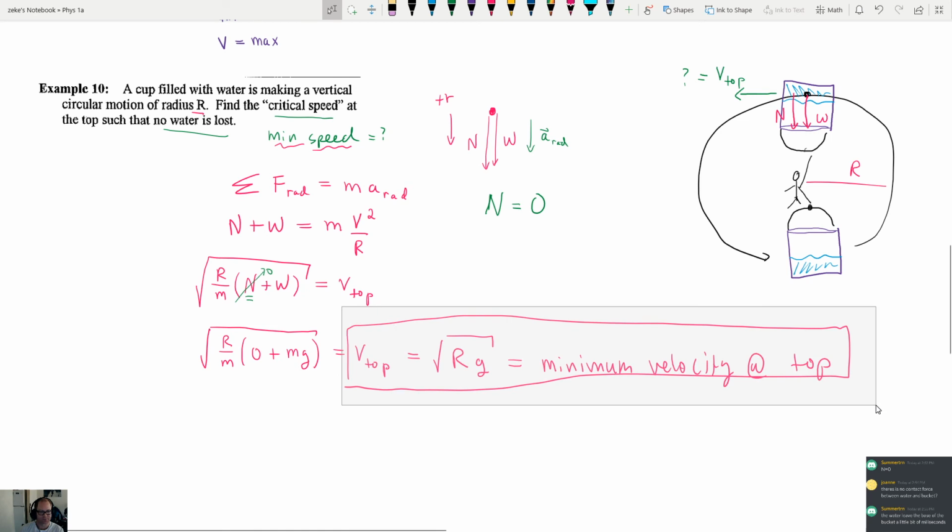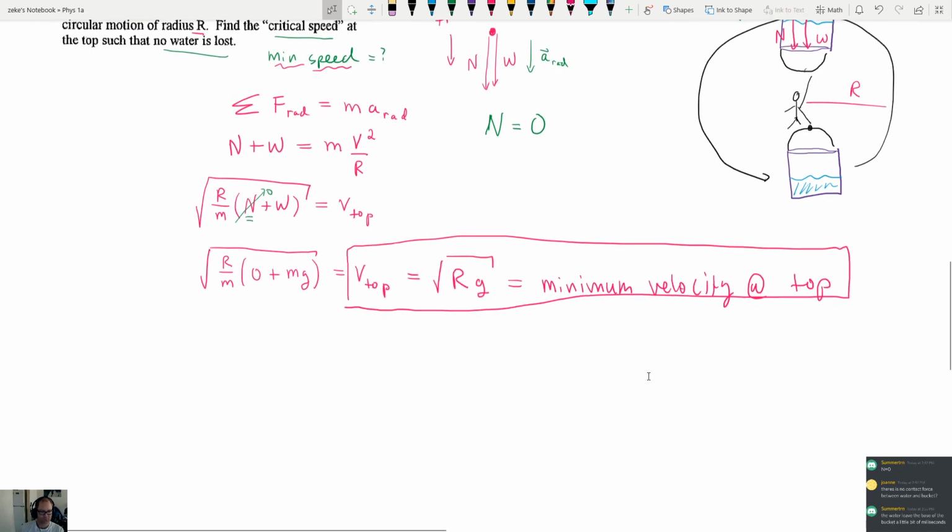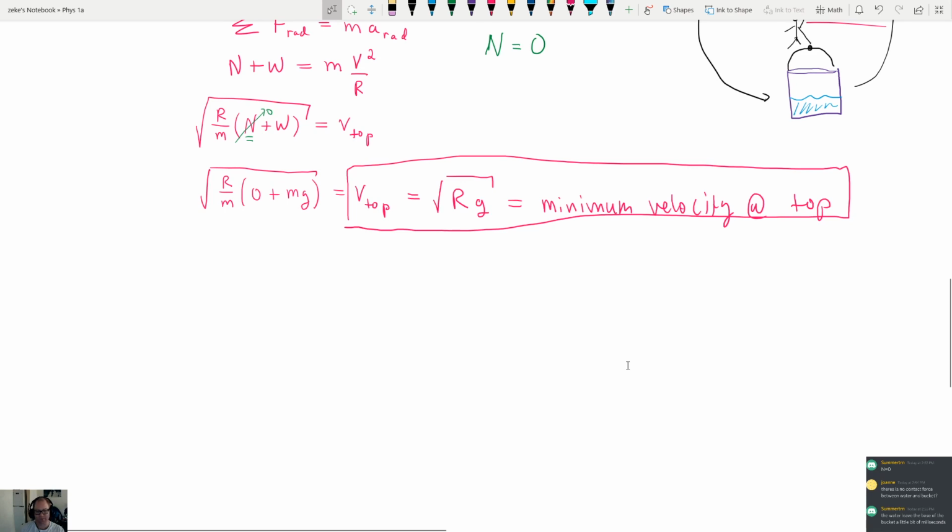Why are we starting with this? This minimum velocity at the top is going to show up in all kinds of problems, okay? So this is one example, and the minimum velocity you need is always going to be equal to the square root of the radius times gravity, okay? Let me show you two other places where this is going to show up.